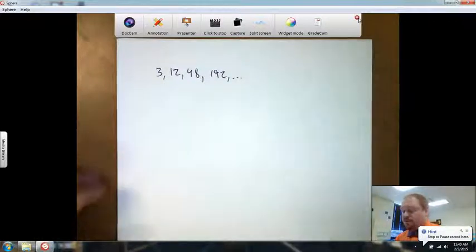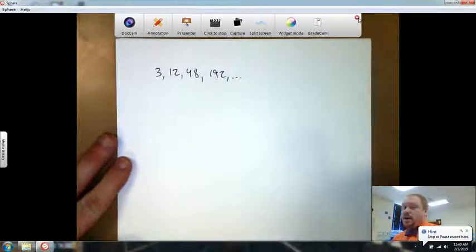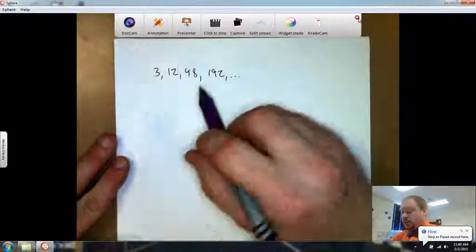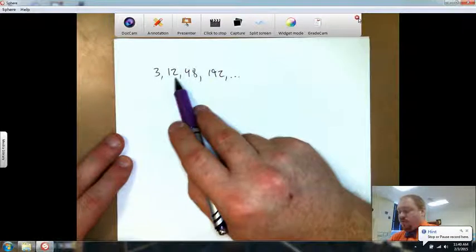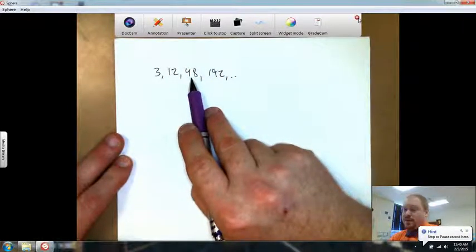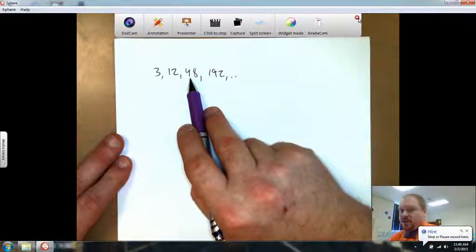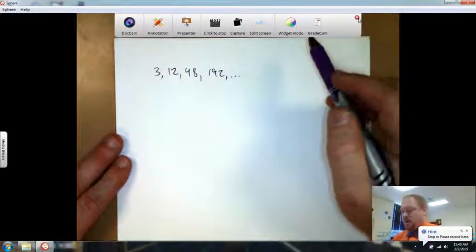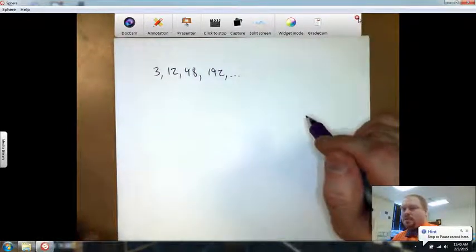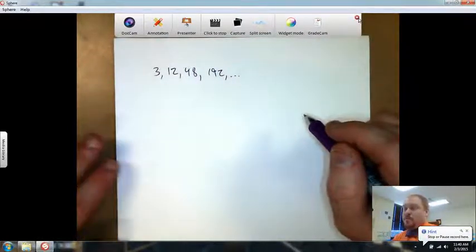Now, I can tell that this is not arithmetic because to go from 3 to 12, I would have to add 9. 12 plus 9 is not 48. So this is definitely not arithmetic. So when adding does not work, that's when I try multiplying, or dividing, if you will. But we're going to typically go with multiplying, or by multiplying by fractions.